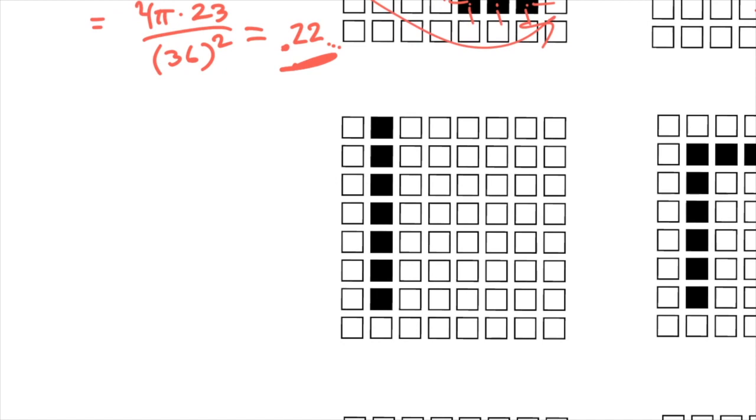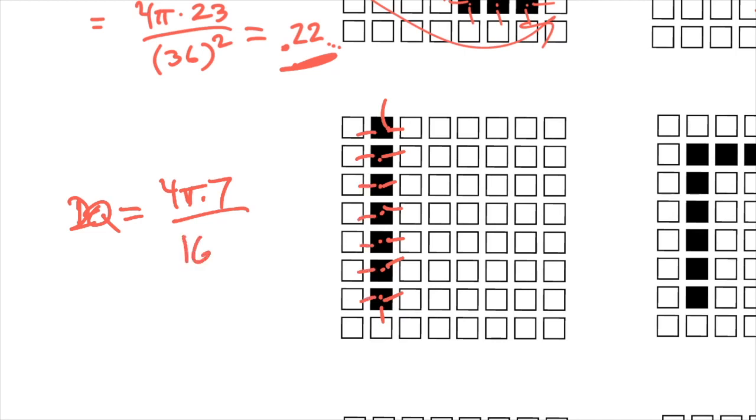All right, let's try this one. Did you do this one? I hope you did this one. Counting the area first. 1, 2, 3, 4, 5, 6, 7. So here the IQ is 4 pi times 7 divided by the perimeter. Count it around: 1, 2, 3, up to 16. And you square it. This on my calculator is 0.343.